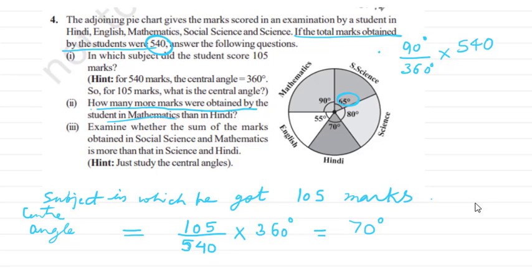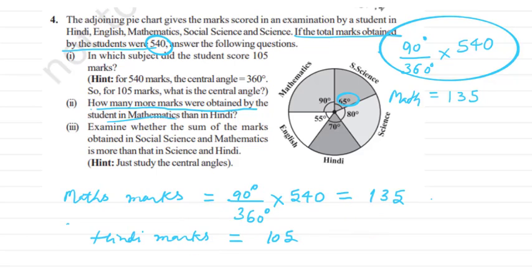Here again we have two methods. The marks he got in Hindi we already know, that is 105 marks, and we can find the marks obtained in maths with the same formula that I told you in the first method. So here you can calculate, and if you calculate this you will get 135. So 135 will be the marks obtained in maths.